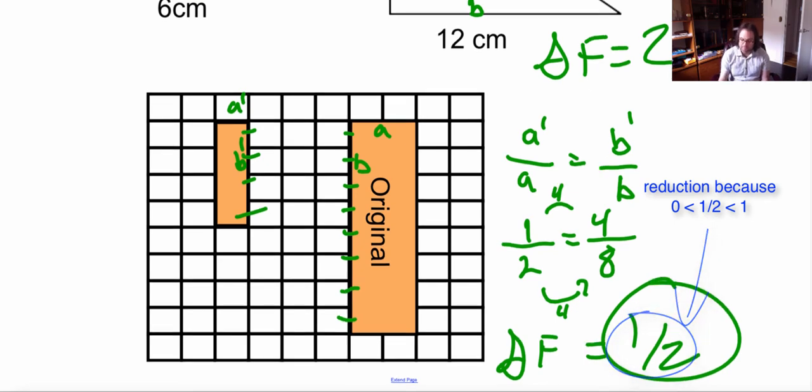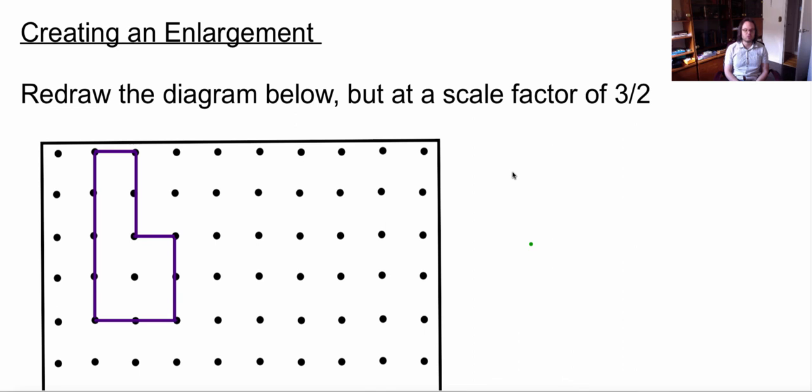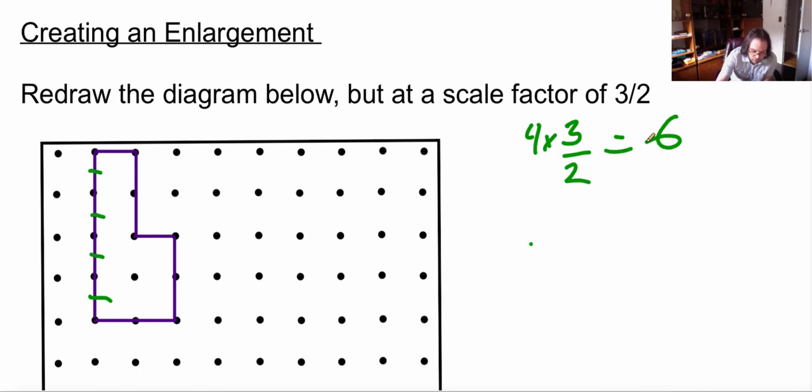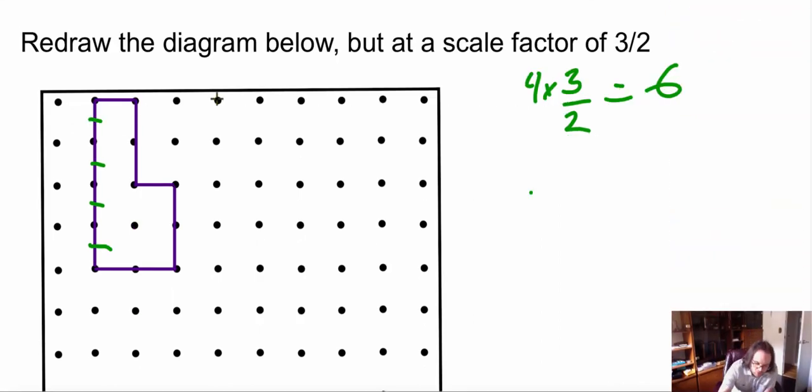So in our last example, we're going to create an enlargement, and we're going to use a scale factor of 3 over 2. Now remember, proportionality means we must multiply every side by 3 over 2. So looking at my first side here, I have a distance of 1, 2, 3, 4. So I'm going to have to go 4 multiplied by 3 over 2, which is going to give me a total of 6. So if I'm going to make a new shape, I'm going to go down 6. So I'm going to go down 1, 2, 3, 4, 5, 6.